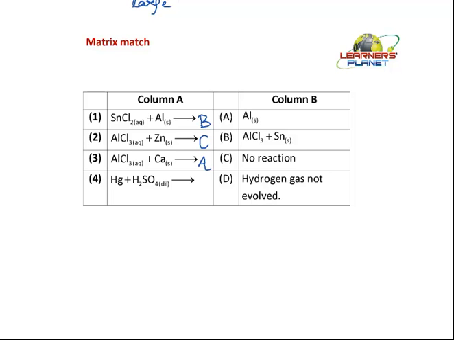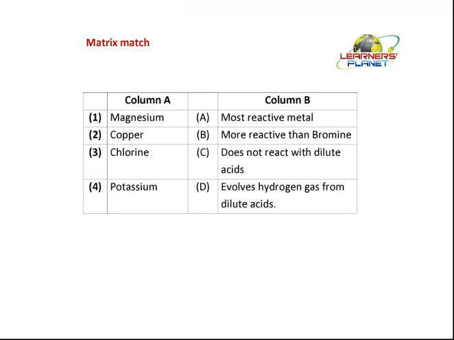And mercury with sulfuric acid, what will happen? Now mercury is lying below hydrogen in the reactivity series. So mercury cannot reduce hydrogen ions. So what would be the answer? Hydrogen gas is not evolved. So this is the way we solve questions. Let's take up the next problem.